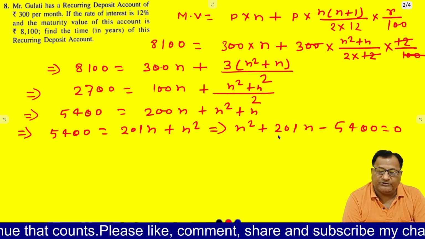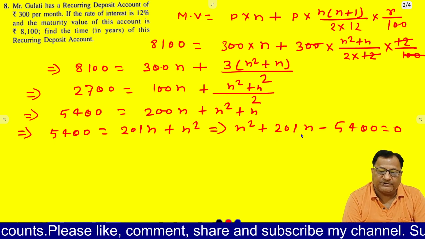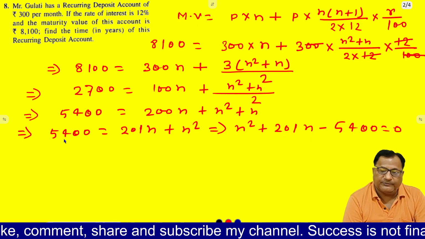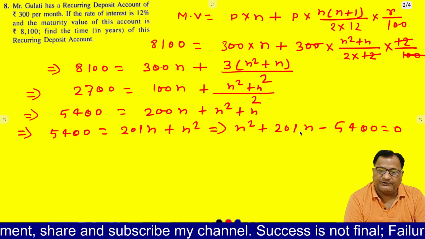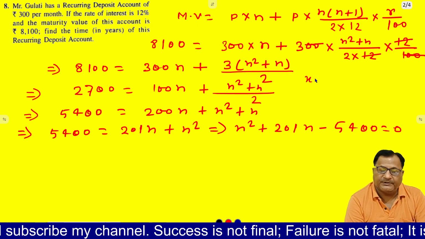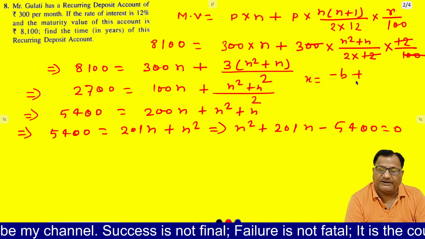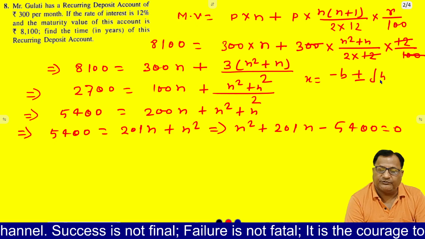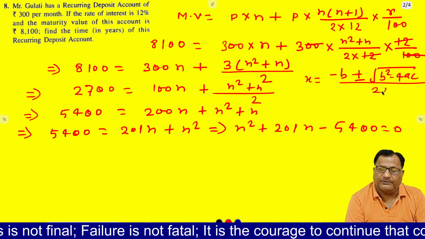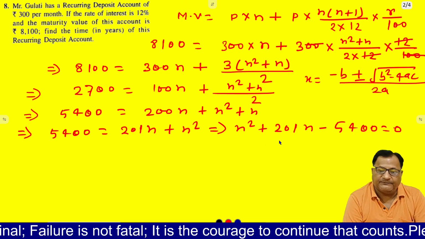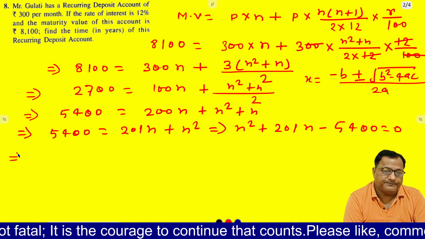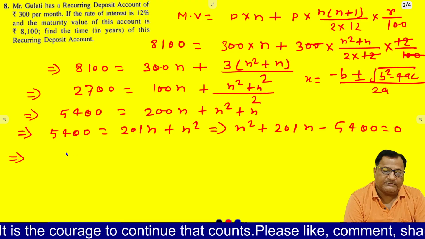We can do this by two methods, by splitting the middle term or by using the quadratic equation formula. If you have difficulty in splitting the middle term, you can use the formula x equal to minus b plus minus square root of b square minus 4ac, by 2a. So we will here split the middle term.